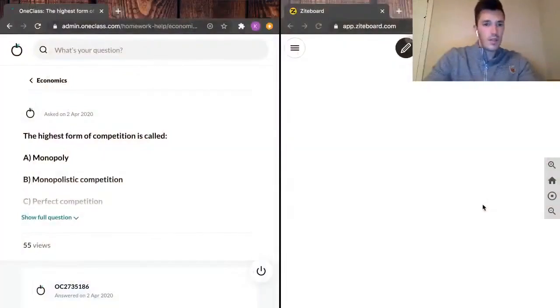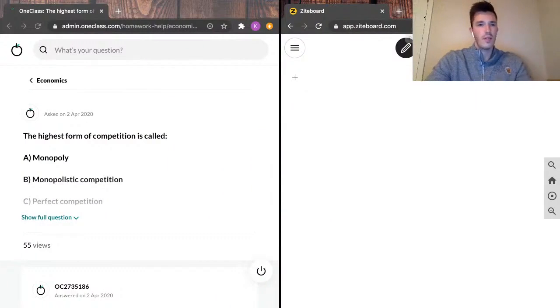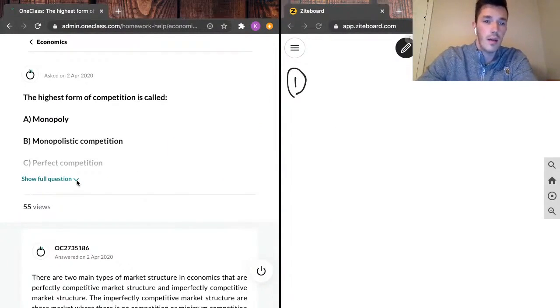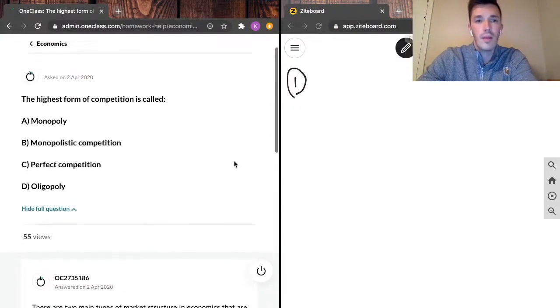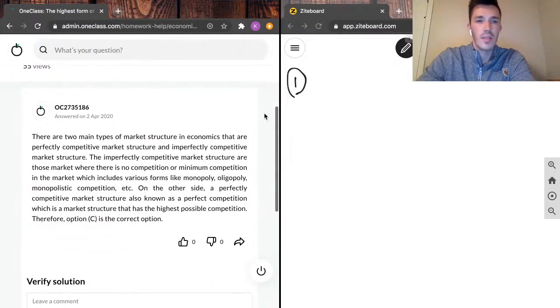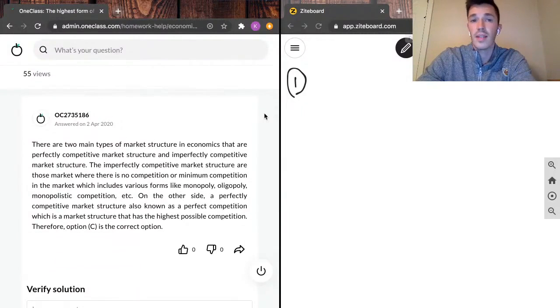So switching over here, we can see the first question reads as follows. The highest form of competition is called A, a monopoly, B, monopolistic competition, C, perfect competition, or D, an oligopoly. And our junior tutor has provided an answer here, and they've said that there are two main types of market structure in economics: perfectly competitive market structure and imperfectly competitive market structure.